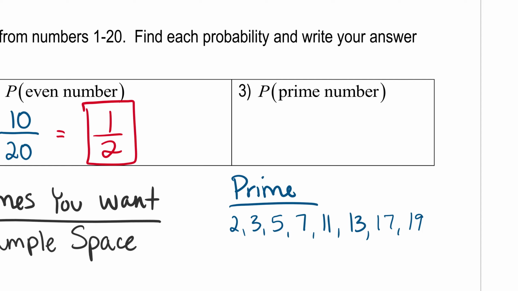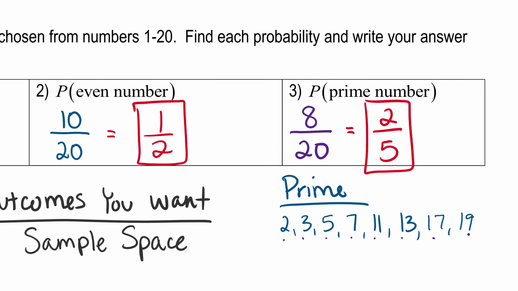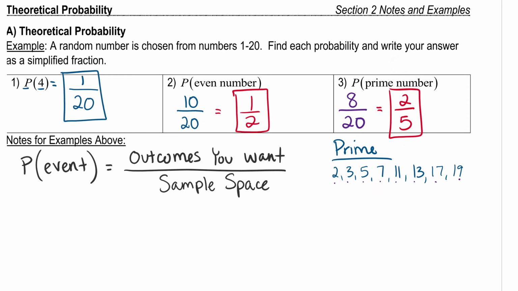Okay, so I want the outcomes that I want. So I want prime numbers. How many do I have? Well, we just count those. So I got 1, 2, 3, 4, 5, 6, 7, 8. So I have 8 prime numbers divided by my sample space. So my total possible outcomes, I'm still using 20 numbers, and I can reduce that. I can divide each by 4. You'd get 2 and 5. So the probability of getting a prime number between 1 and 20 is 2/5, or 2 out of 5. Okay. So that's basic theoretical probability.